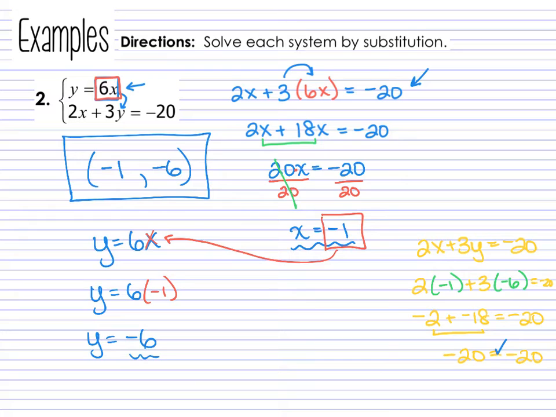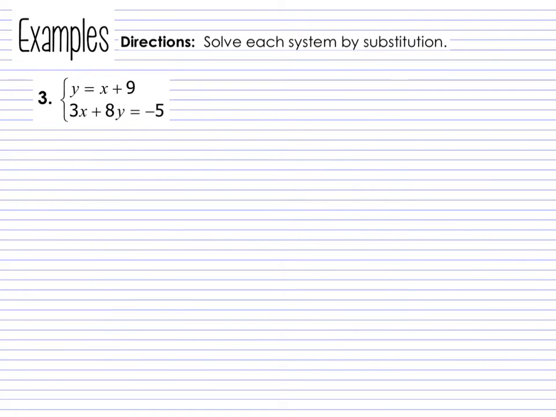Again, I should do it in the other one as well, so let's just do that. y equals 6x. We said that y was equal to negative 6, which equals 6 times negative 1, because negative 1 is our x value, so I've just substituted these in. So negative 6 equals 6 times negative 1 is negative 6. That is also true, so I know that this answer of negative 1, negative 6 is correct and is my final answer. All right, example number 3.